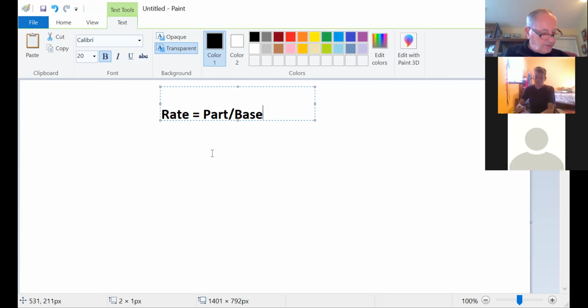Percent formula, solving for base. Okay, look at page 268. So it's got to be in that area. It's page 266. Solving for part, solving for rate. Okay, got it? Lesson 3. Okay. So that's the formula.